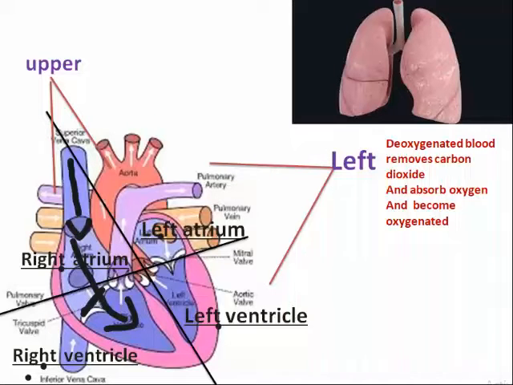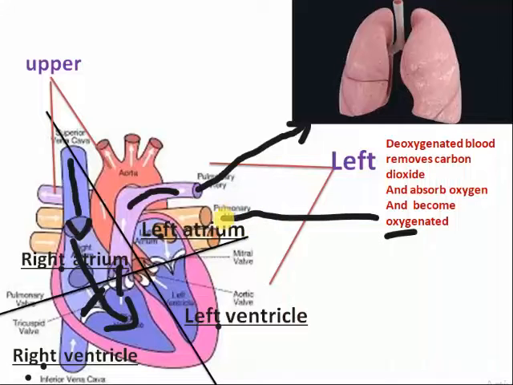Okay, then it moves toward the pulmonary artery, this vessel that is showing you. This pulmonary artery takes the blood from the heart and passes it to the lungs. And what does the blood do in the lungs? The deoxygenated blood removes carbon dioxide, absorbs oxygen and becomes oxygenated. Okay, in this way this oxygenated blood moves again toward the heart through the pulmonary vein.